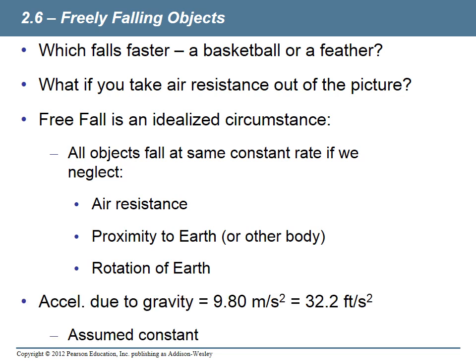A couple of constants we have here. The acceleration due to gravity is equal to 9.8 meters per second squared. This is the acceleration due to gravity on Earth. It's different on different planets. But it's 9.8 meters per second squared in SI units, standard international units. In US customary units, it's 32.2 feet per second squared. This is assumed to be constant. There are actually some slight variations even on the Earth, but not enough to really worry about. So we'll assume both of these quantities to be constant.